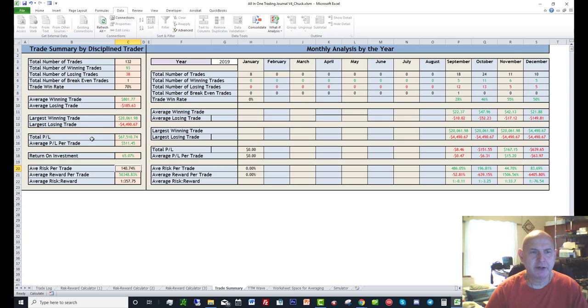Your total profit and loss, your average profit and loss per trade, and your return on investment. It's got your average risk per trade, your average reward per trade, and your average risk reward per trade. In this section over here, you're able to click on the year and select the drop-down box and choose what year you want to look at to find out how you did in that year.